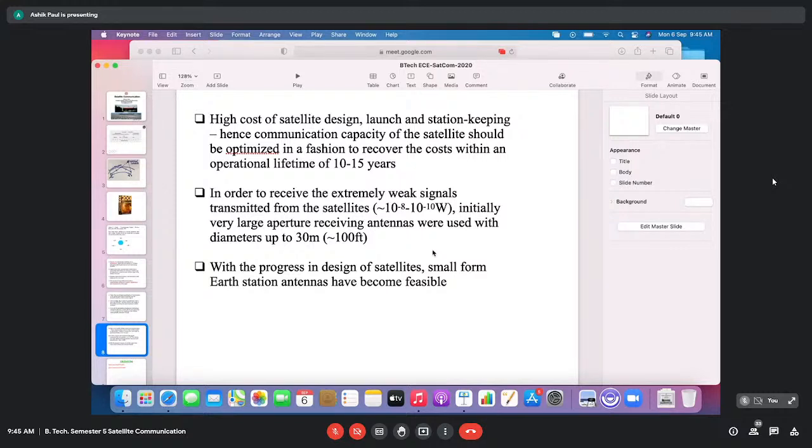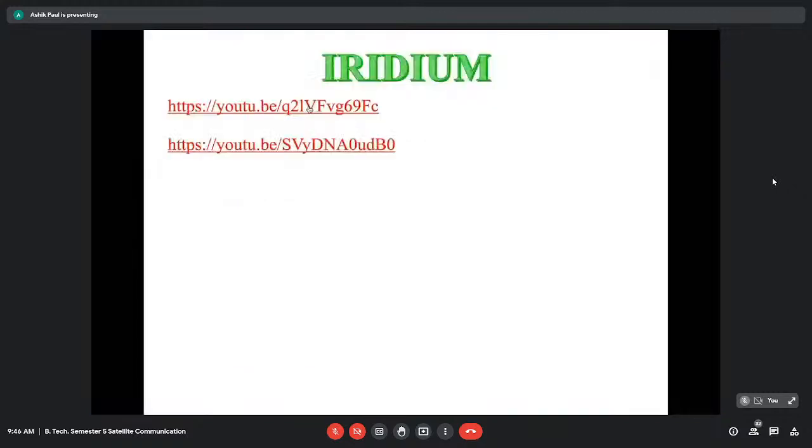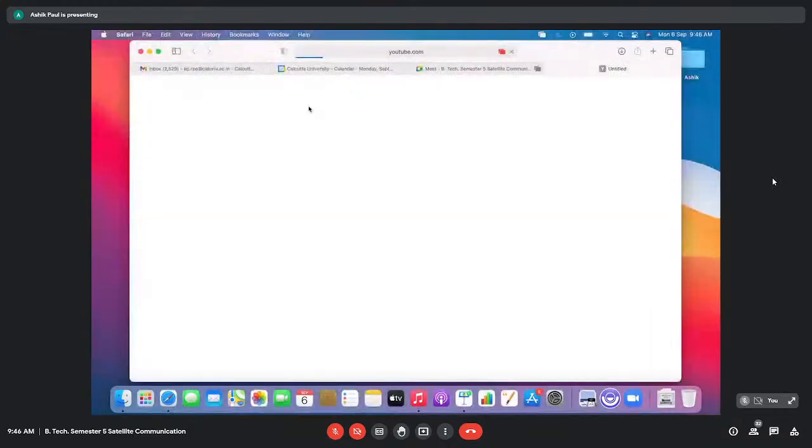So as I was mentioning, although classically geostationary satellites are still the most preferred form of artificial satellites used for satellite communication, over the last, say, 20 years or so there have been efforts and initiatives to also use other categories of satellites which are not geostationary for the purpose of communication. So let us see if these videos work or not, where we can have some idea about a constellation of satellites by the name of Iridium. Let's see if it works or not.